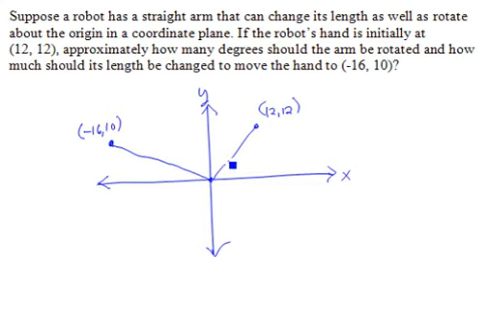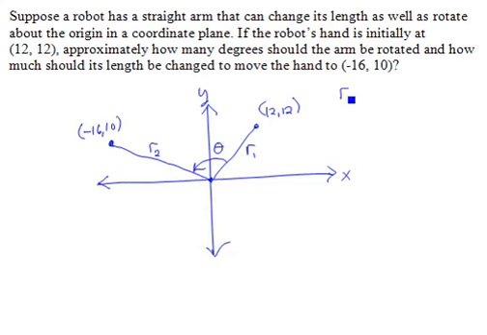We're asked for the angle, theta, through which the robot's arm should rotate, and the change in distance between its distance here, which we'll call R1, and its distance here, which I'll call R2. So we want to know both theta and the difference between R1 and R2.